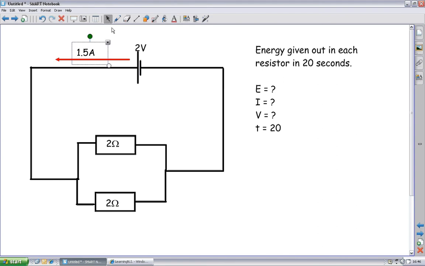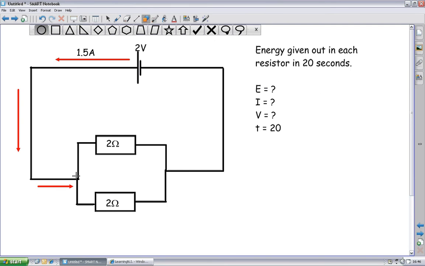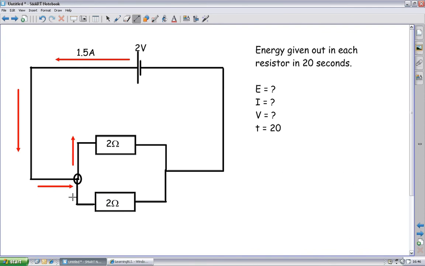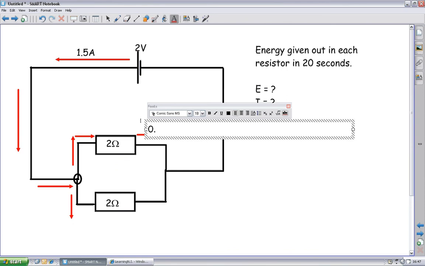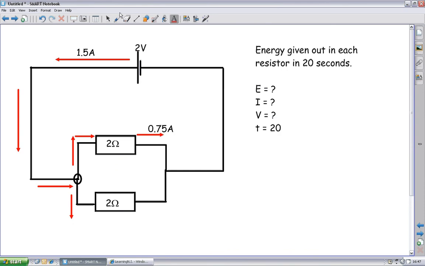Okay, so the current is 1.5 amps here. So as it travels around, we get no choice, 1.5 amps, 1.5 amps here, and then we get a choice here. 2 ohms and 2 ohms, that's identical resistors. So I know that half of my current will go this way and half will go that way. So pick a resistor, they're exactly the same. We'll go with this one. So through this resistor we have 0.75 amps of current. Okay, so 0.75 coulombs every second. And the same is true down here as well, 0.75 amps down there.